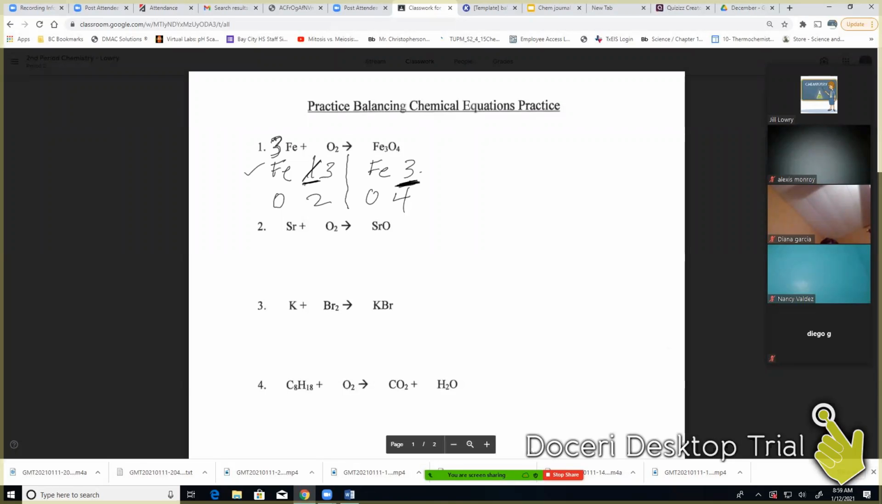Don't think about adding them. You don't want to add this plus this. It's times. Okay, well, look, I have 4 oxygen here, and I only have 2 here. What can I multiply? A 2, right? 2 times 2 would give me 4. And then it would be balanced. Do you agree? It's hard.